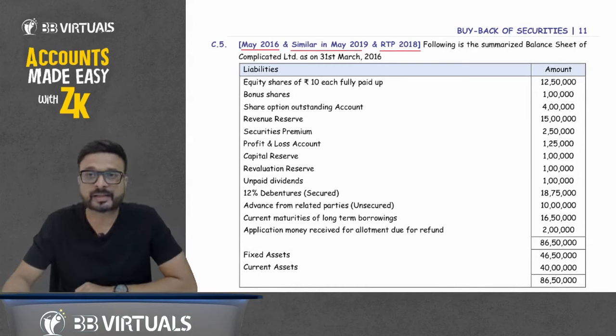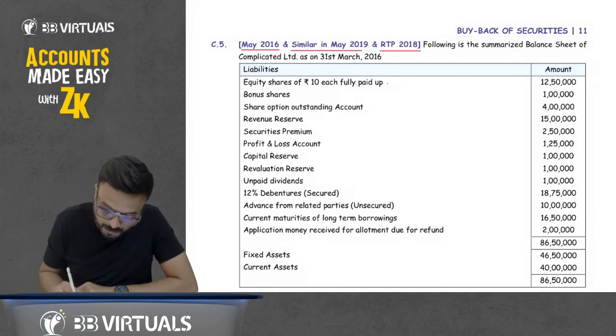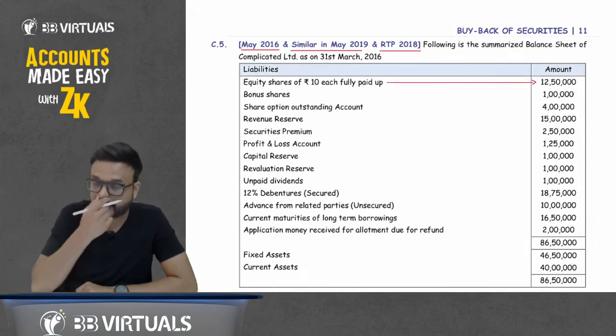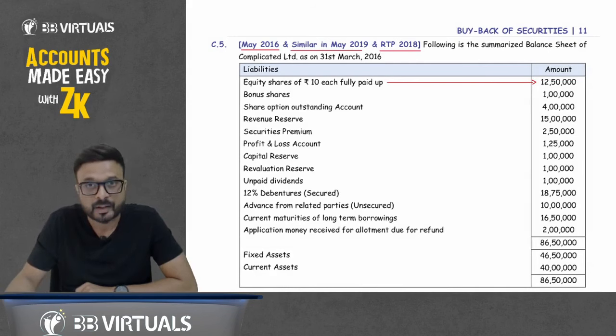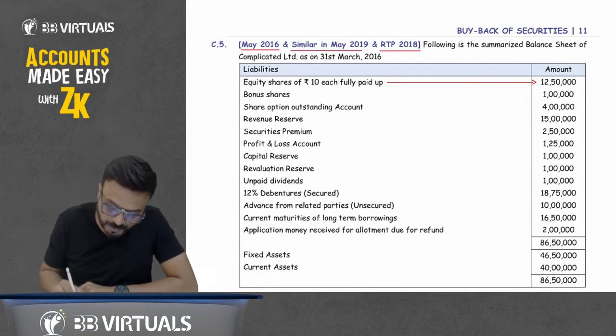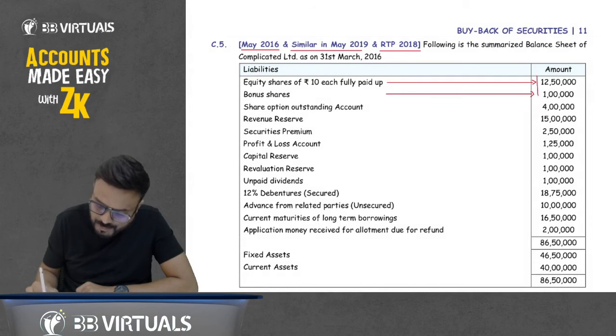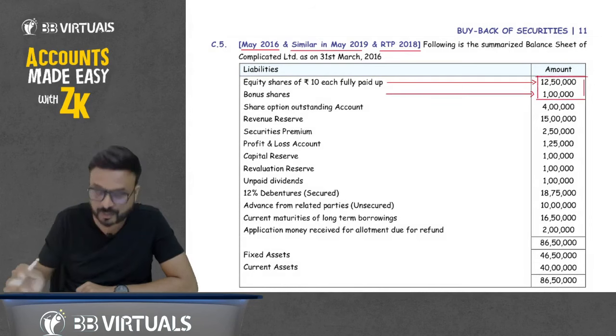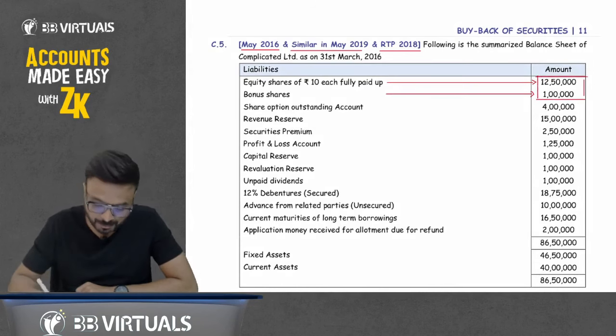2018. So following is a summarized balance sheet of Complicated Limited as on 31st of March 2016. Equity shares of rupees 10 each fully paid up, which is 12,50,000. Now after that, bonus share. Remember, bonus shares are also equity share capital, which is given separately here.